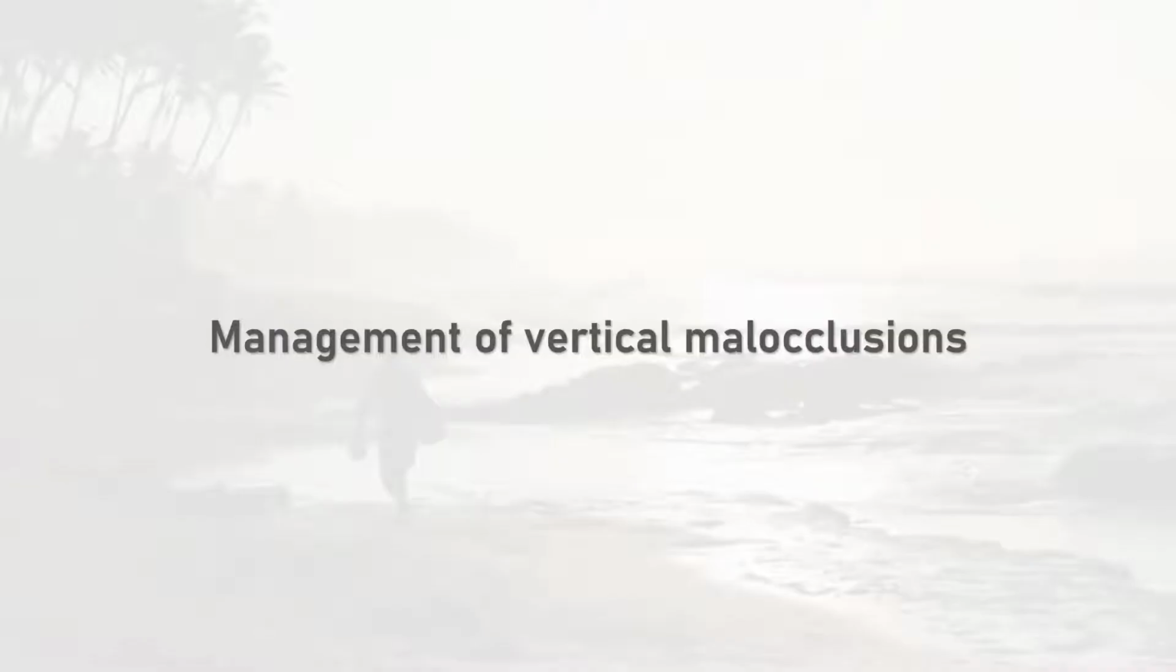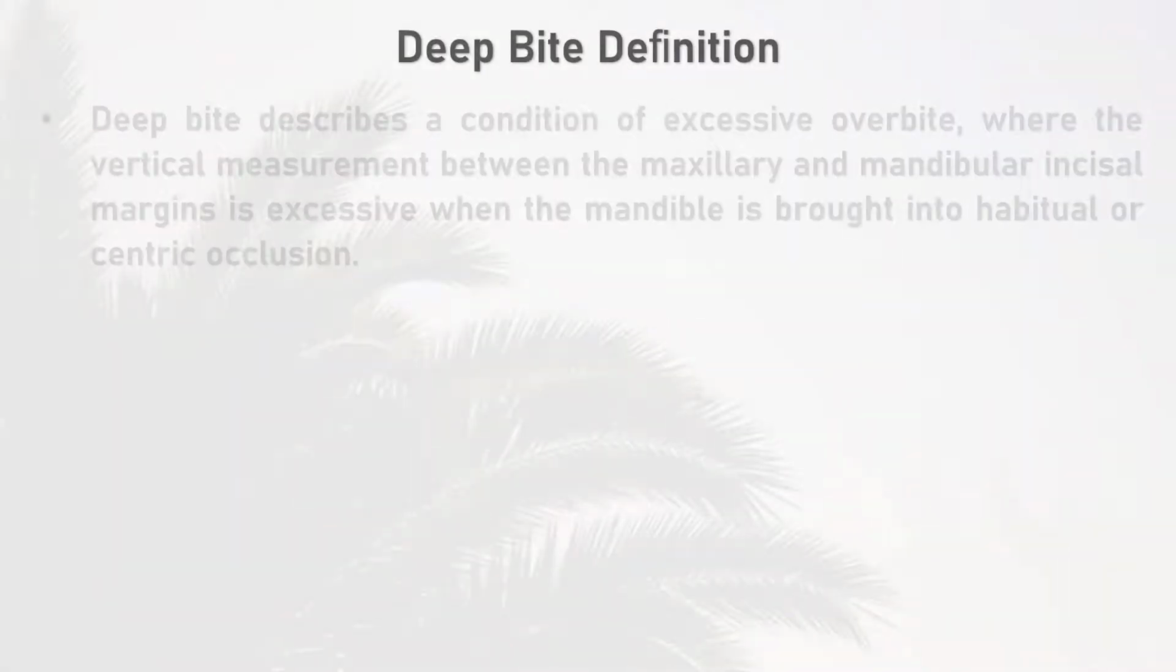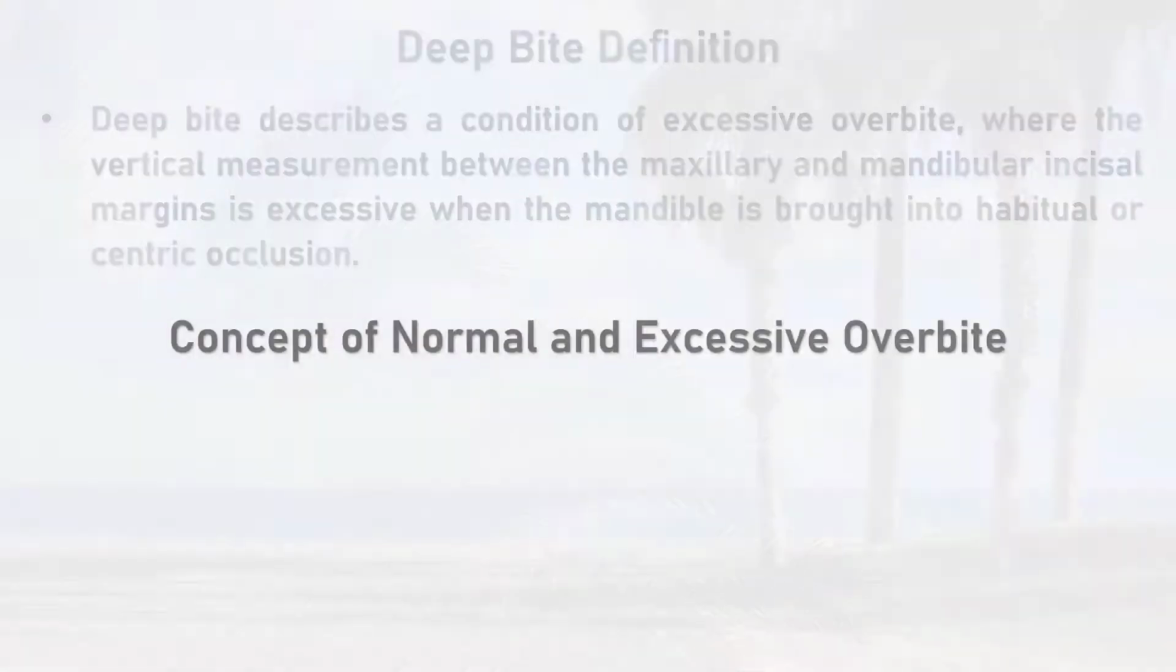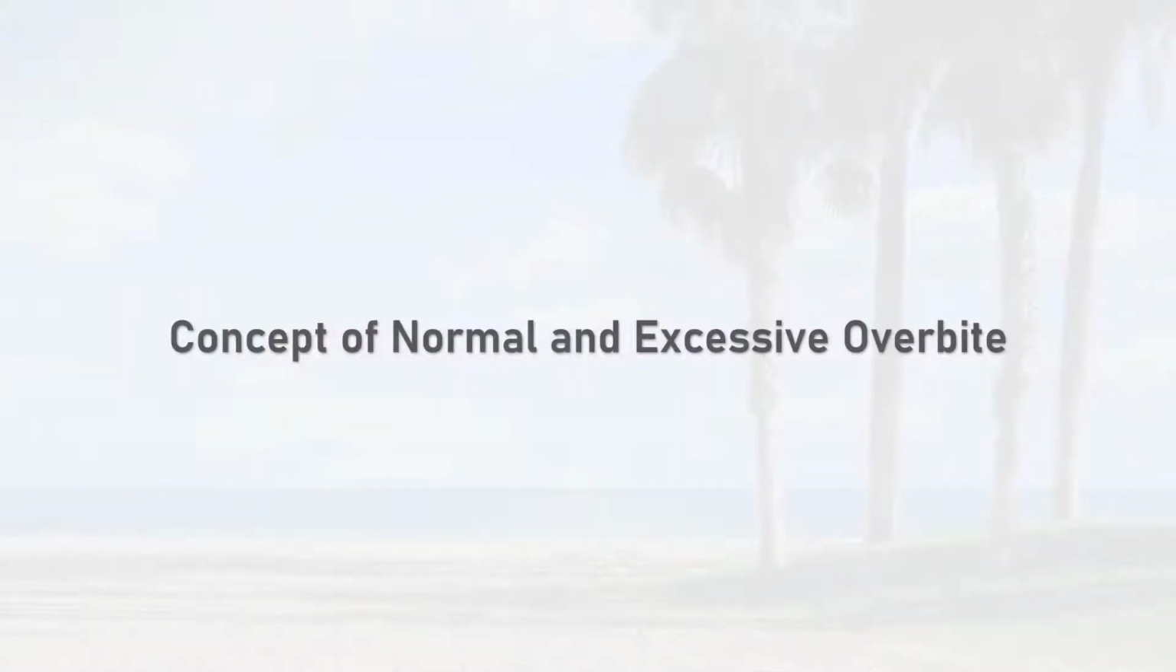Management of vertical malocclusions. Deep bite describes a condition of excessive overbite where the vertical measurement between the maxillary and mandibular incisal margins is excessive when the mandible is brought to habitual or centric occlusion. In normal overbite, the upper incisors slightly overlap the lower incisors.